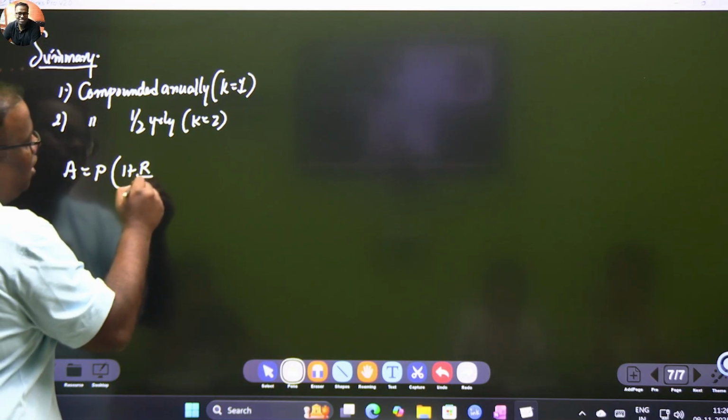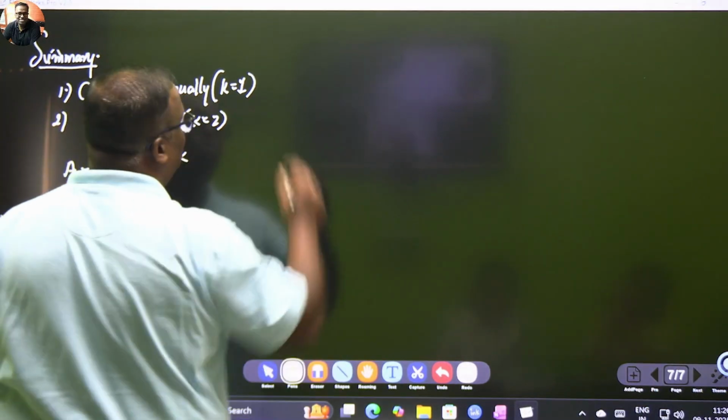Chalo, compounded annually. Compounded half yearly, K is equal to 2. So this is a very nice thing. In this case, my amount becomes P into 1 plus R by 100K to the power NK. Here I get a K, and the K is with the 100. Okay, make sure of this.